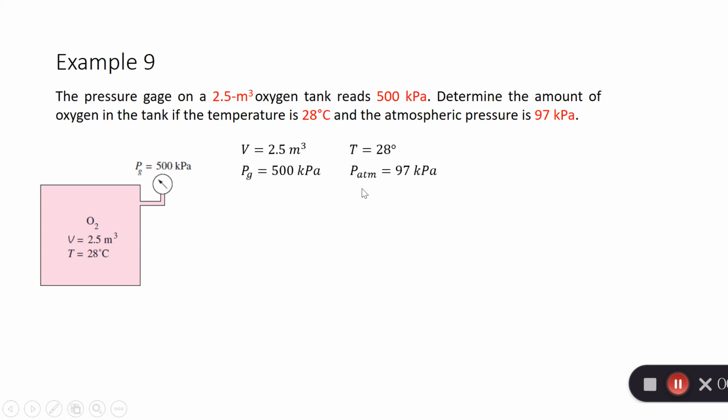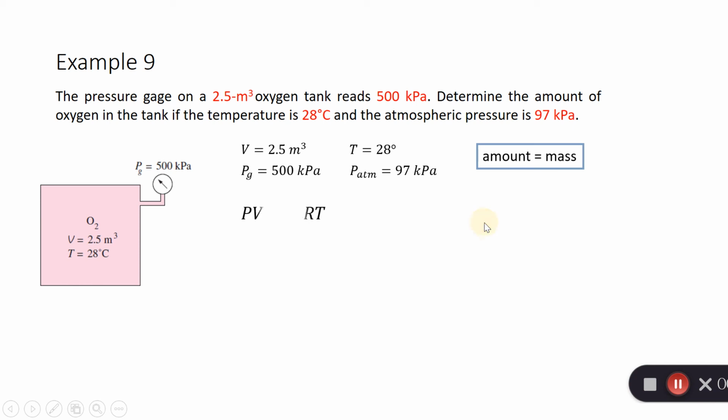Okay, now we can write down the values. I welcome you to pause the video and try to work this out yourself. Okay, so write down all the information. PG is 500. We have PATM here, given as 97 kPa. So we need to find the amount, and amount here refers to mass. When you see amount, it's never volume because volume can change. Volume can be compressed and expanded, whereas mass is fixed. So when you see amount in thermodynamics, it's always mass.